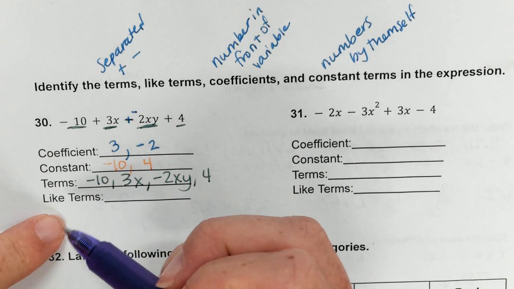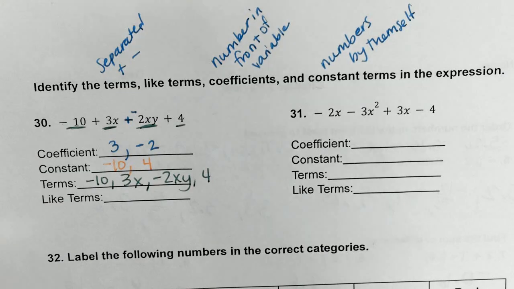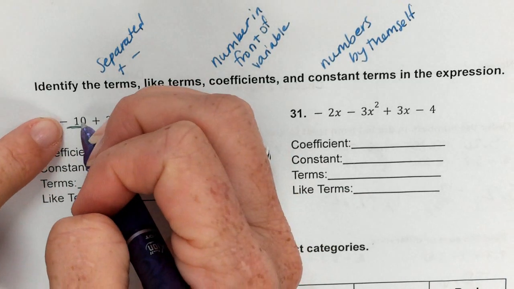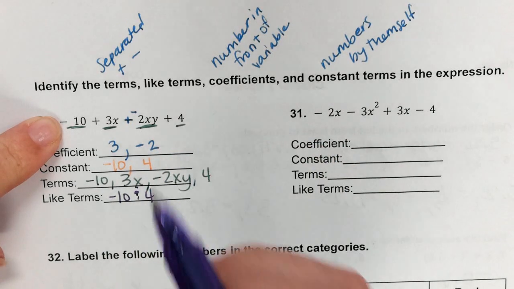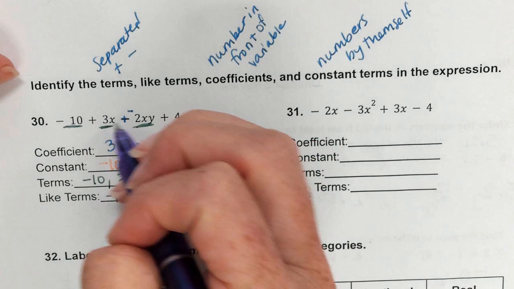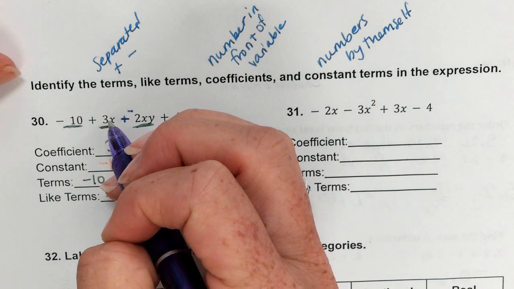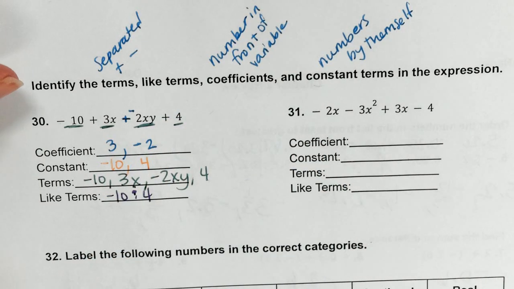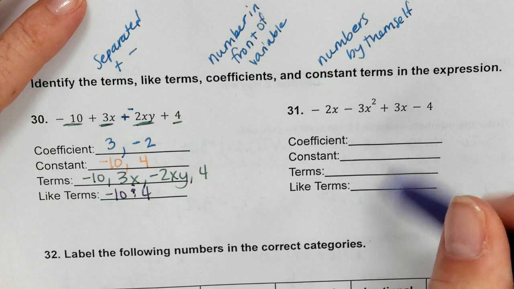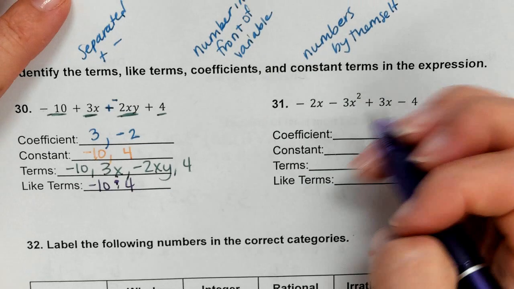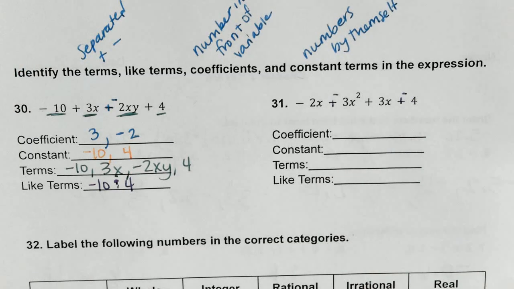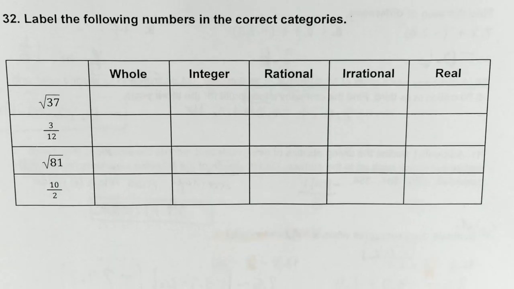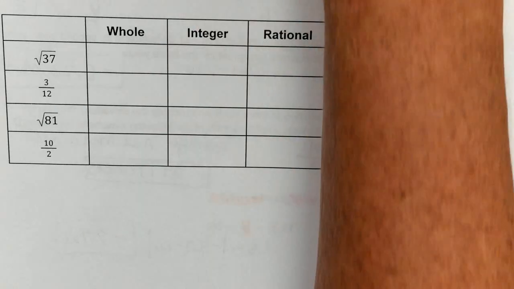And the like terms, remember x's can be combined with x's, y's with y's. So my like terms, I can combine a negative 10 and I can combine positive 4. I cannot combine anything else because these are not alike, because this is an x and this is an xy. All right, I'm not going to do this one with y'all. You can do that one on your own. Remember to change, change, change, change, because that will tell you that that number has a negative value assigned to it.